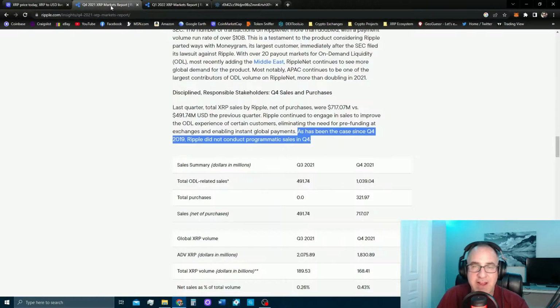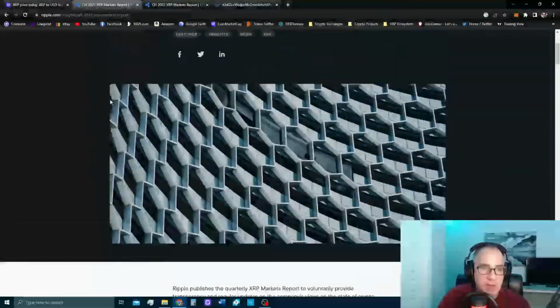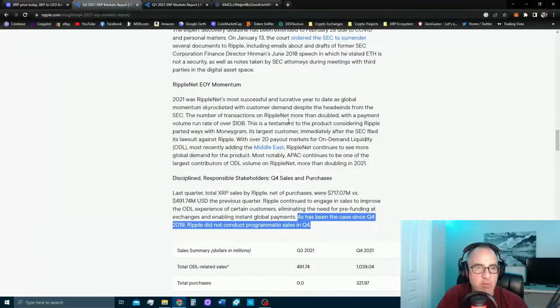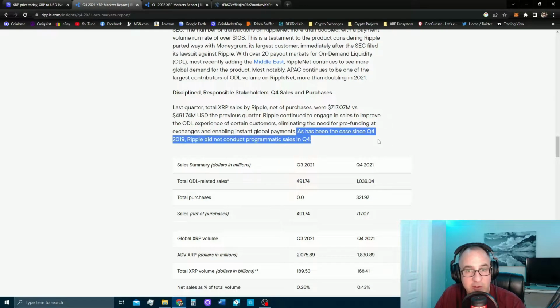If you check out Ripple's quarterly reports, you can go onto Ripple's website, go into insights, and scroll through, and you'll run across some of these quarterly reports. This one is for quarter 4 of 2021, so basically 2 quarters ago. As has been the case since Q4 2019, Ripple did not conduct programmatic sales in Q4. So that means since 2019, they have not sold any XRP at all to any exchanges. So where are the exchanges getting this from for the last 3 years?